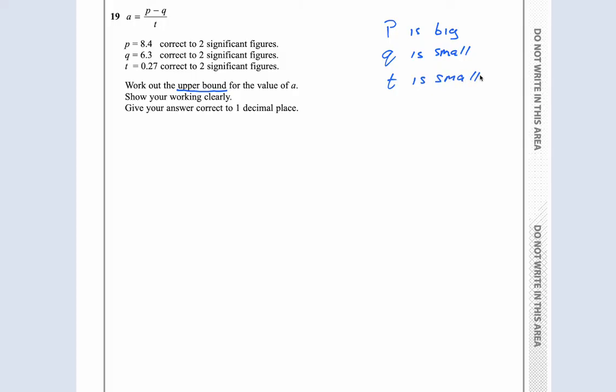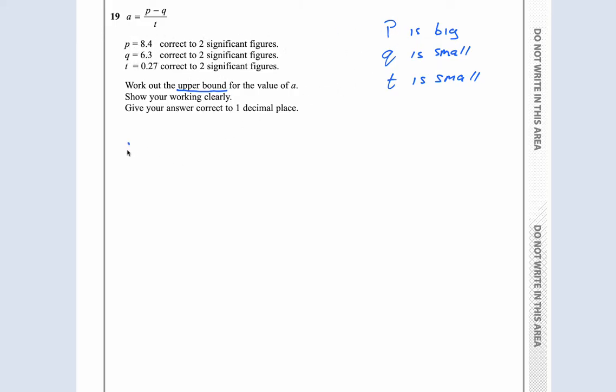So that's the first thing that you need to get straight in your head, guys. This is a difficult question. It's question 19. Because I'm making A big, I want P to be big, I want Q to be small, and I want T to be small. Once you understand that, don't move on until you understand that. Then we need to try and make P big.